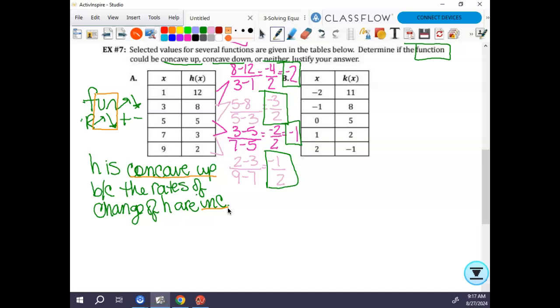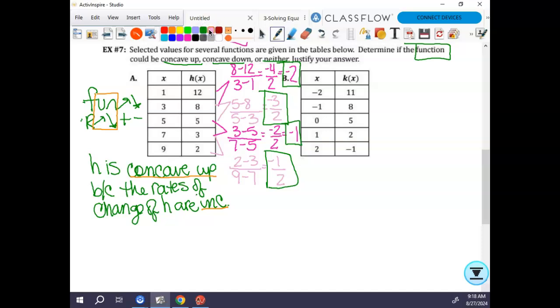And I don't have to do the intervals right now like we did on the first thing we did, because we're just talking about parabolas right now. So they're always one or the other. Everybody okay with that? Any questions? All right. So let's do this next one then.